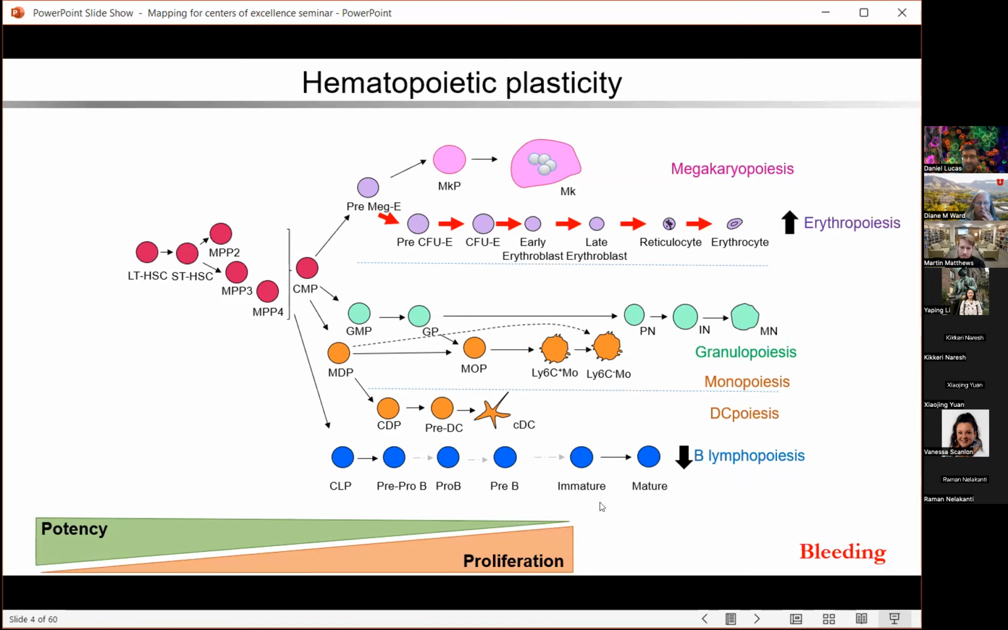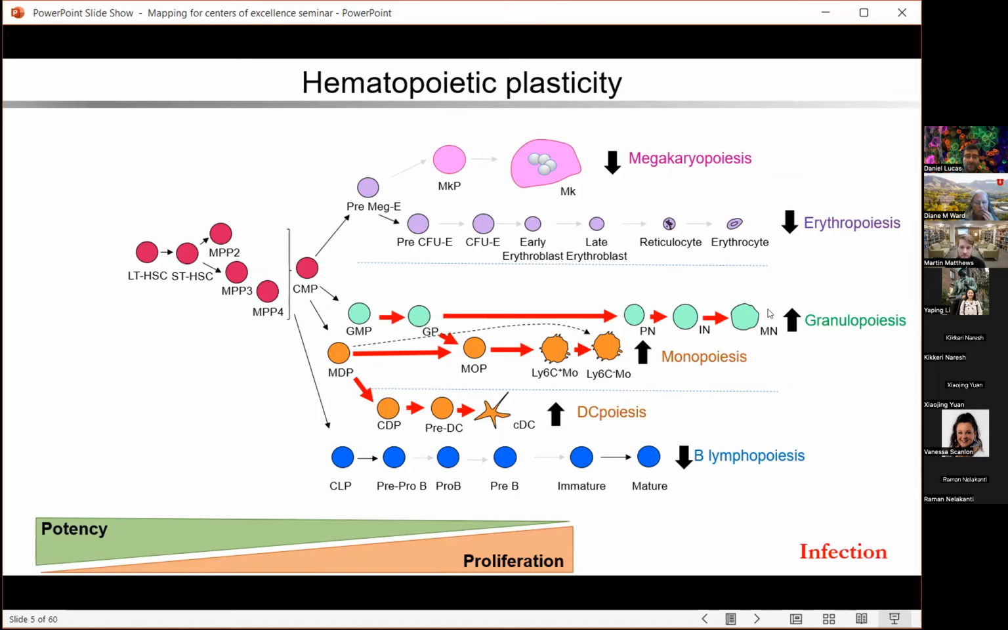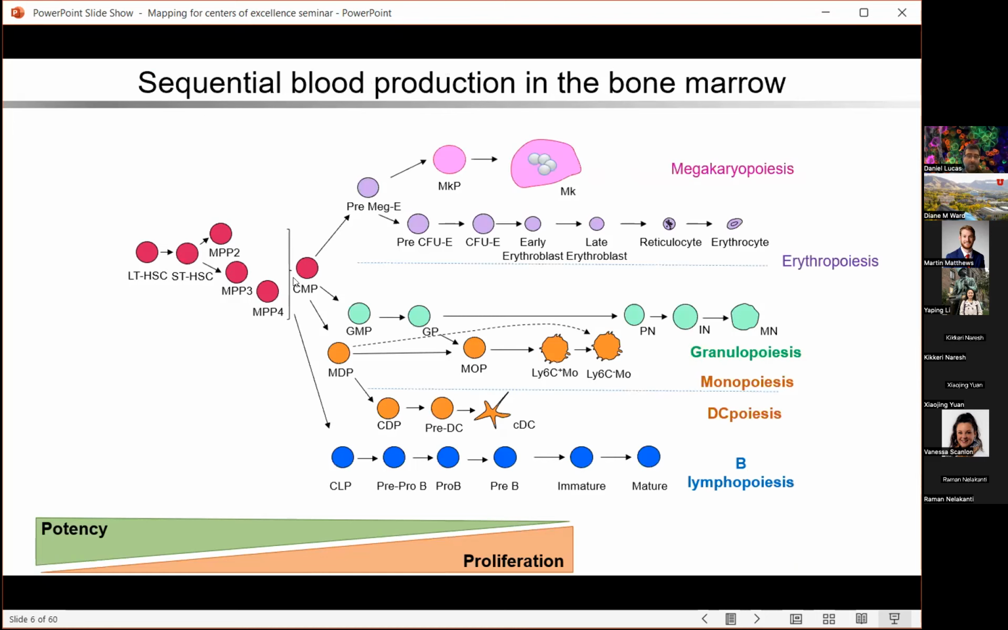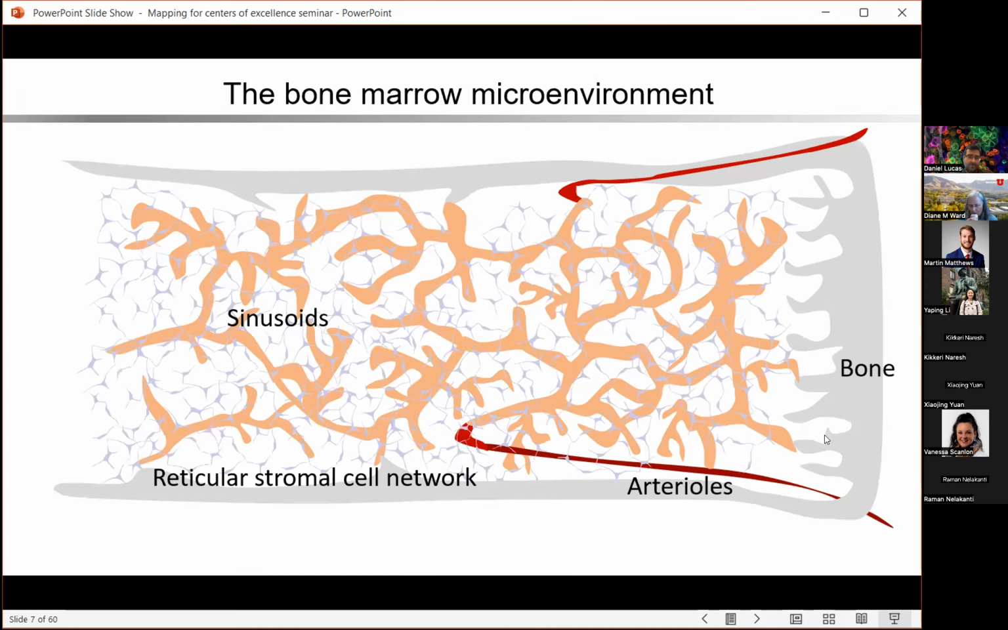This system is extremely plastic. In response, for example, to hemorrhage, you're going to have increased erythropoiesis and inhibition of lymphopoiesis. In response to infection, you're going to increase production of monocytes, dendritic cells, and neutrophils at the expense of other lineages. And of course, the most dramatic example of plasticity is stem cell transplantation, where a single stem cell can home to the bone marrow, engraft, and regenerate a healthy system. I don't need you to remember any of these steps of differentiation. Just remember that this is hierarchical sequential differentiation by making fate decisions.